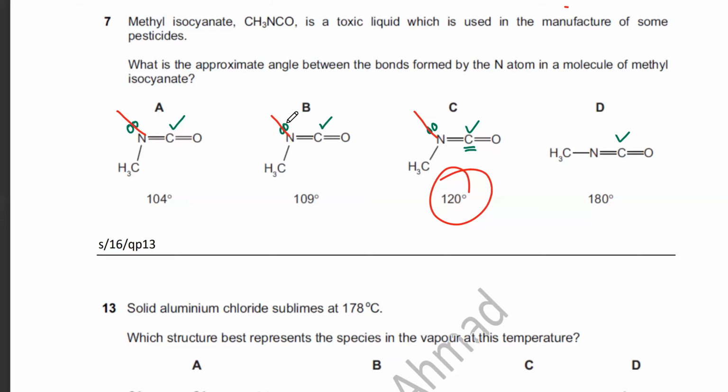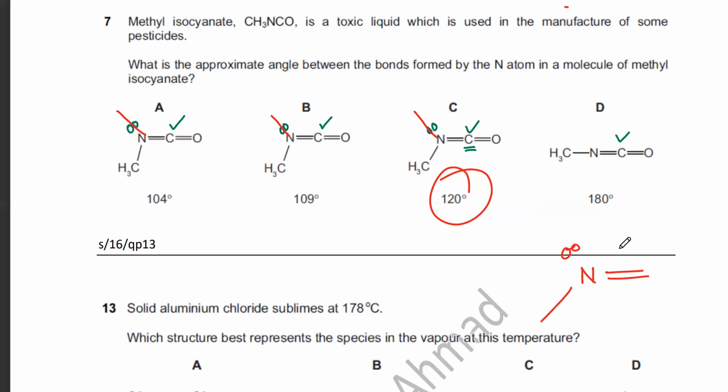Do you realize how to figure out the lone pair? N is in group 5, right? So out of the 5 electrons, 3 are making bonds, 2 over here and 1 over here. So there would be 2 electrons left, right? Is that clear? So around the N, you have a double bond, a single bond, and a lone pair.